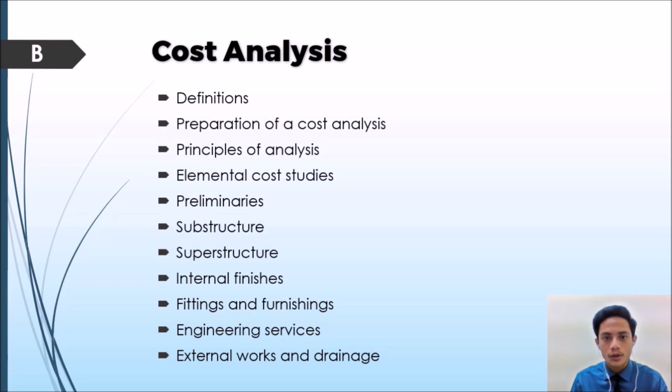In this topic, we're going to go through the definitions of the words associated with cost analysis, such as element, unit, and quantity. We're also going to go through the principles of analysis, the preparation of cost analysis, and types of cost analysis. We are also going into the concept of elemental cost studies and further identify the elements and items included in the cost analysis, such as superstructure, substructure, and even the engineering services and external works.